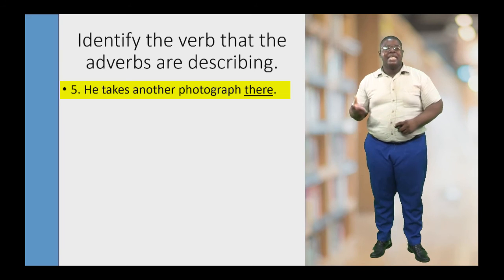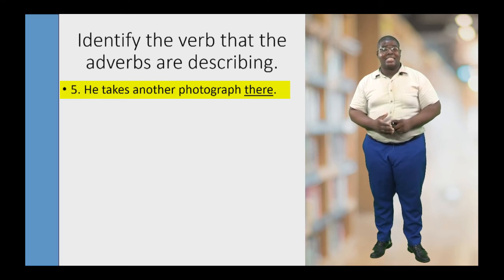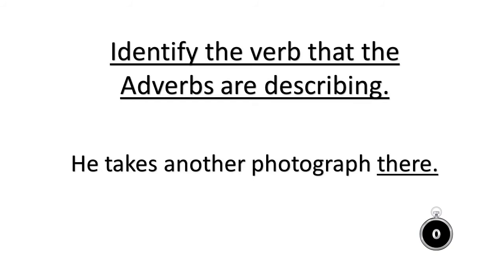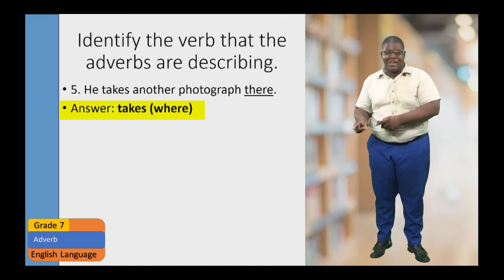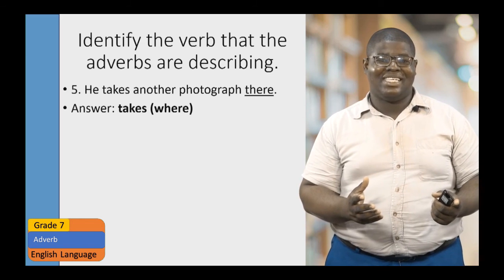Number 5. He takes another photograph there. We have the adverb there, and it's modifying which verb? Takes. And it's telling us what? Where? Where is he taking these photographs? There.